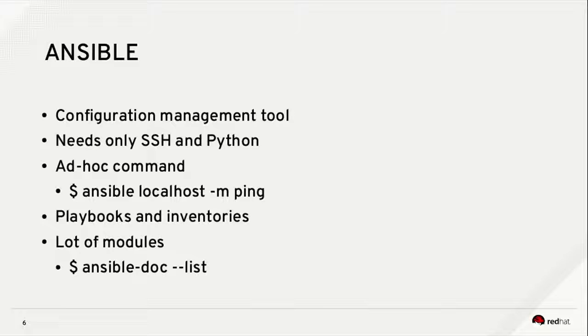Now it's time for Ansible, which is a configuration management tool. And all you need to use Ansible on your systems is to have SSH access to them and have Python installed on the systems. Basically, you can run single commands with Ansible. In that example, ansible localhost -m ping means that Ansible would run on my localhost machine a module called ping, and it only checks if it's working. For a more complex configuration, you need to write so-called playbooks, which are sets of configuration tasks, which are then run on your hosts. And inventories are definitions of your target systems where you want to run playbooks. And there are a lot of modules available for you to use.